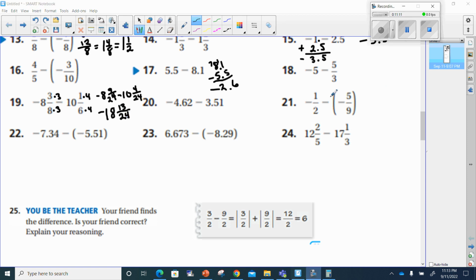Let's go to number 21 next. I got negative 1/2 minus negative 5/9. Remember, when there are negatives on each side of the parentheses, they become a negative times a negative, which makes a positive. I can rewrite this as negative 1 over 2 plus 5 over 9 now. When my signs are different, I find the difference, but I still need a common denominator. I'm going to multiply this by 9 over 9, which will give me negative 9 over 18.